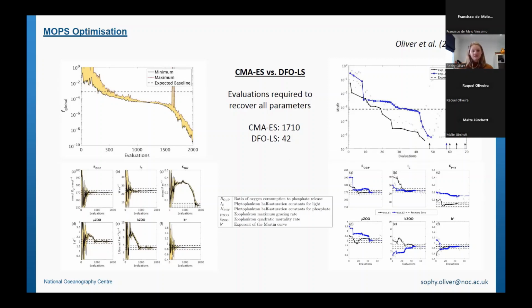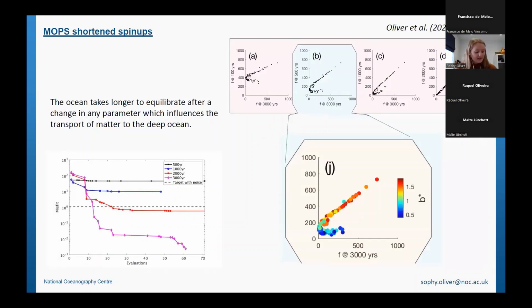But after I'd done this, I then thought, can we make it even quicker? I know it's crazy quick already, but there's still some space to try and be a little bit more efficient with this. And the more efficient we are with parameter optimization, the more encouraged developers are to systematically calibrate their models to observations. So the next thing I tried was to try and optimize with a shorter spin-up.